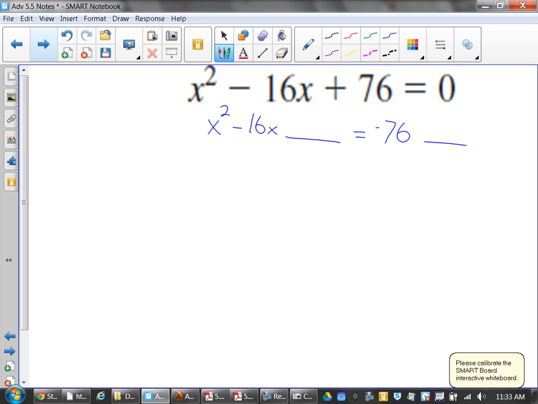Okay? What's half of negative 16? Negative 8. That negative 8, like Christian was saying a little bit ago, it drops into the term. This value is always going to be whatever half of b is. It'll always be that. Because what's negative 8 squared? 64. Half of b, square it, add it to both sides. Those are the first 3 things you do.